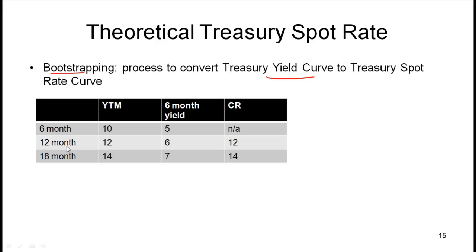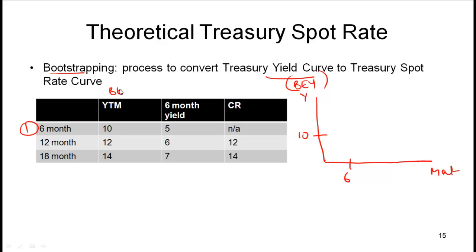So let us say that you are given this yield curve, and as a quick refresher, what do you see with the yield curve? On the x-axis you have different maturities. On the y-axis you have the yield to maturity, which is stated in terms of a bond equivalent yield. And what we see here is bond 1, which is a 6-month bond with a YTM of 10%. So let's say the maturity is 6 months, and here the YTM is 10%, and again this YTM is stated as a bond equivalent yield.